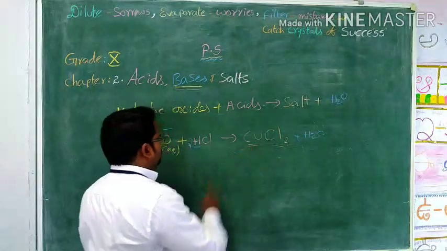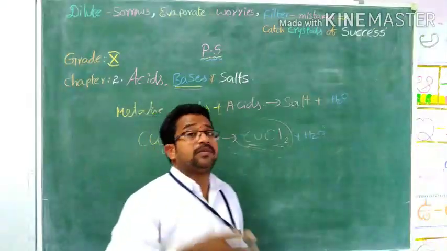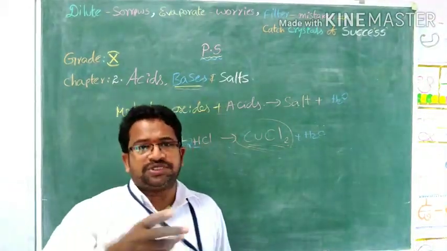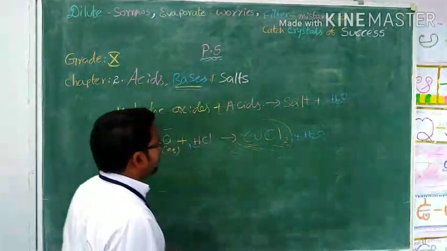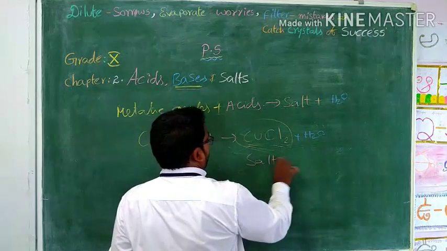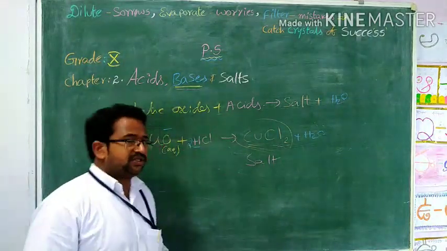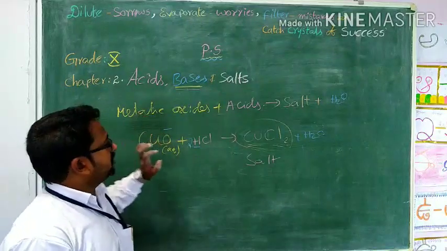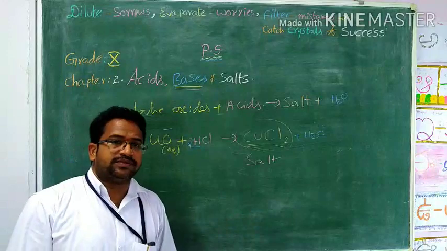So when you observe this one, the color has changed into bluish green. Okay, so here also what is happening? Salt is forming and water is forming. So it is also just like the neutralization reaction. Why? Because metallic oxides are also basic in nature. If you want to conclude, that's the best one.